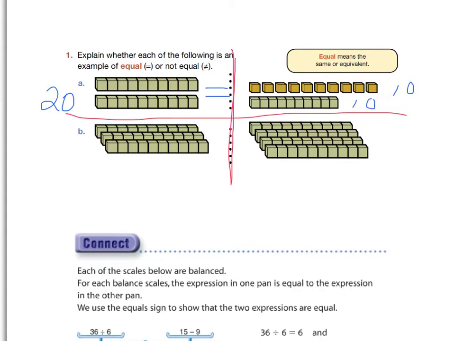If we take a look at this next set, B, we have 3 rows of 10, which should be 30. And over here we have 1, 2, 3, 4 rows of 10, which would be 40. So these are not equal. And to show not equal, it's just an equal sign with a diagonal line across, meaning not equal.